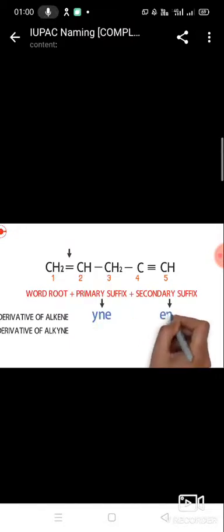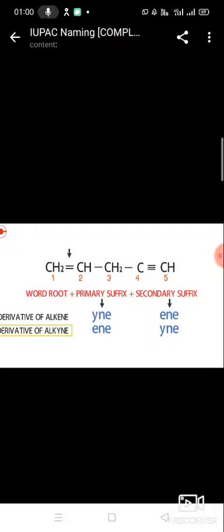So first we have to see the word root, primary suffix, secondary suffix. Derivative of alkane and alkyne, alkene and alkyne. So primary suffix alkyne, secondary suffix alkene. And word root means how many carbon atoms are present. We can use both if both are there in a similar numbering. If you number from either side, both will get the same number. Right to left also it is getting 1 and 4. Left to right also it is getting 1 and 4.